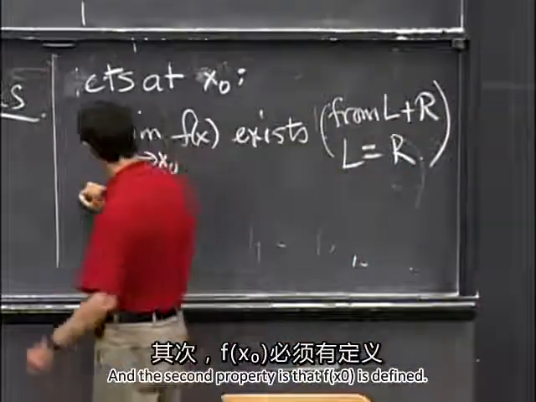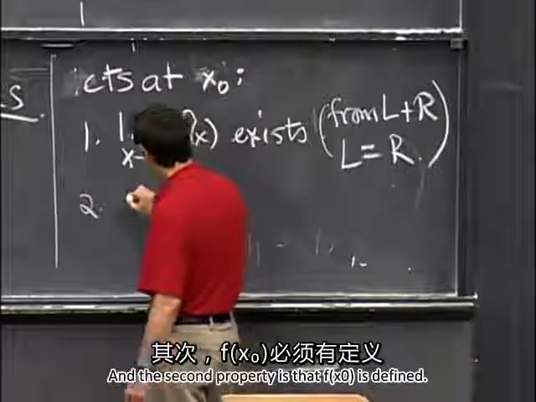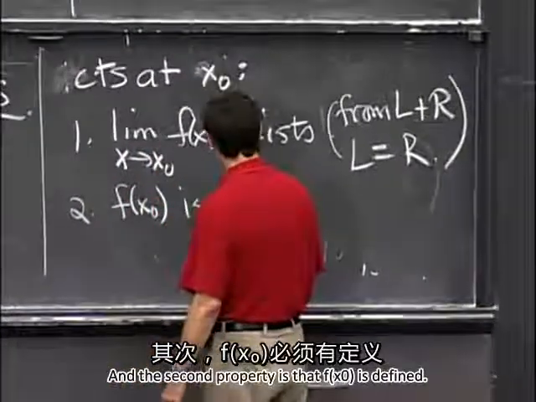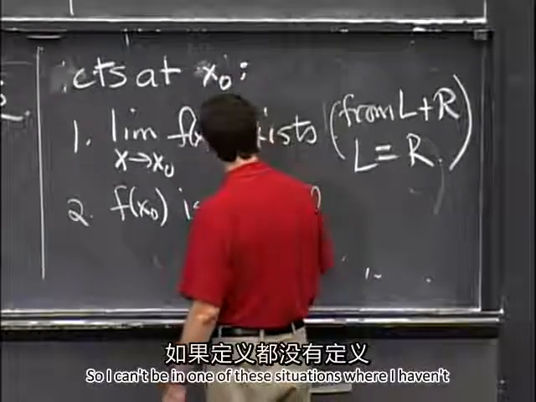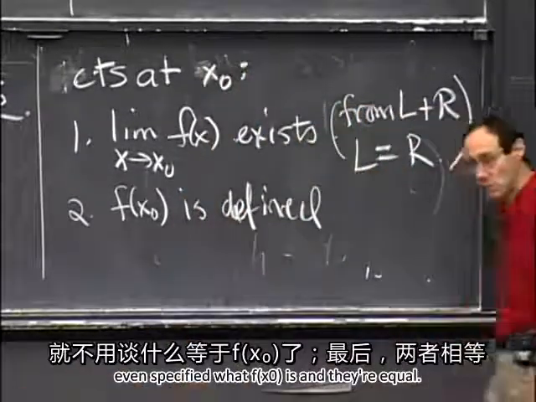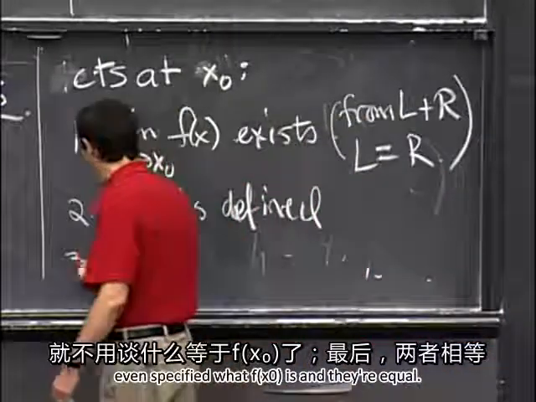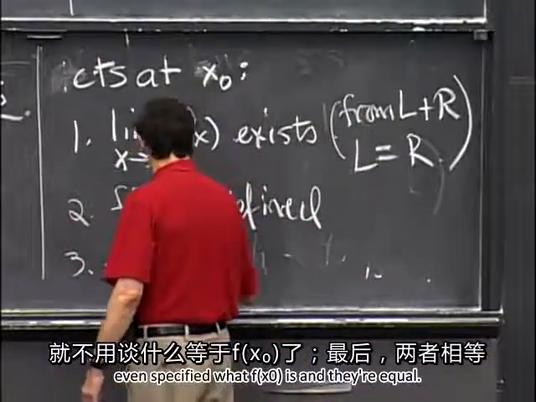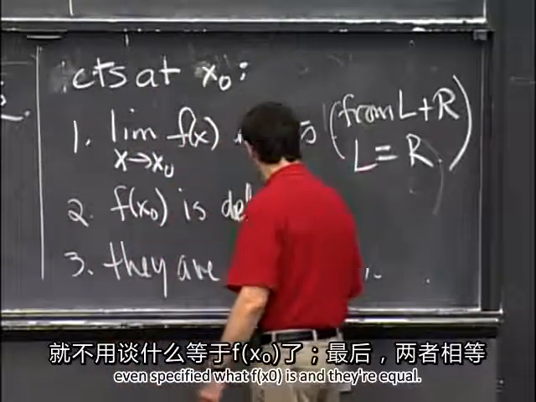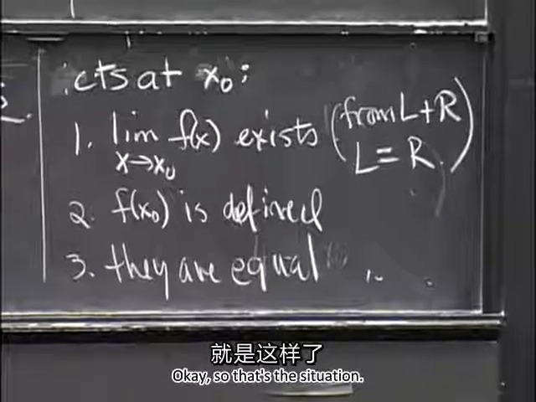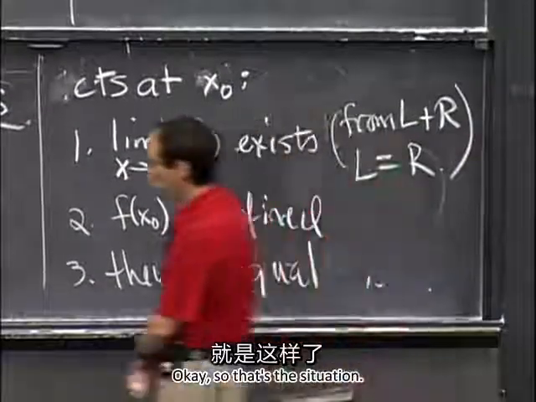And the second property is that f of x0 is defined. So I can't be in one of these situations where I haven't even specified what f of x0 is, and they're equal. Okay? So that's the situation.